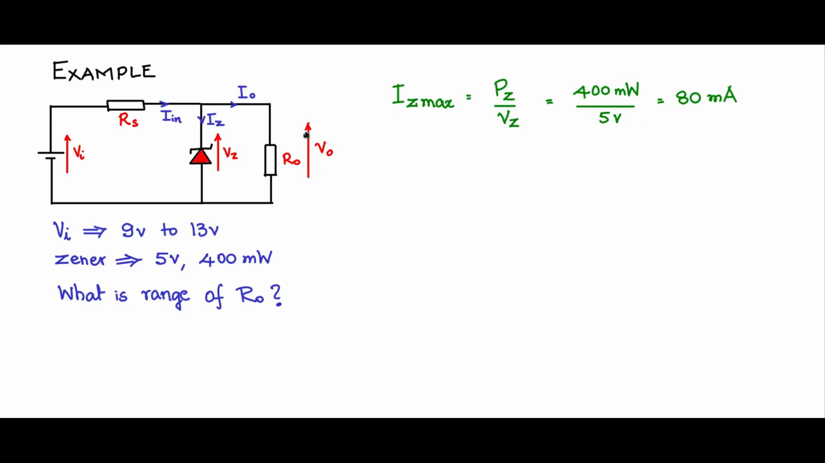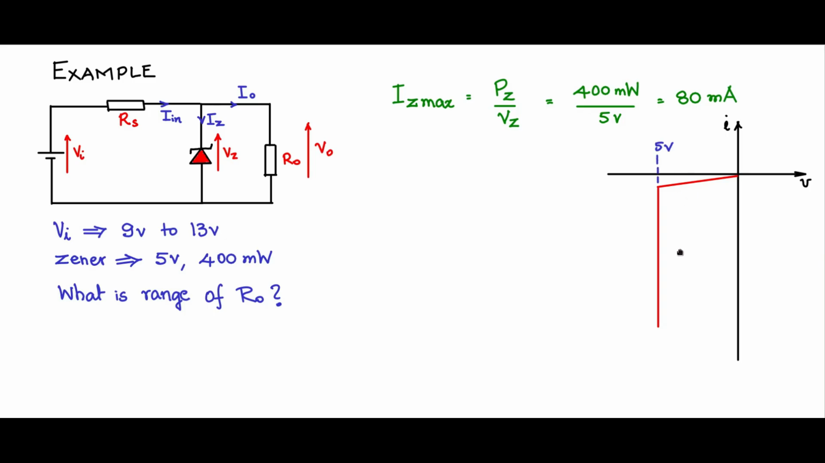So IZ max, or IZ, the current through this branch, should not exceed 80 milliamps. If it exceeds 80 milliamps, then the power dissipation limit of the Zener is crossed and it will blow. So this is one limiting value, and if you plot it on the Zener reverse characteristic, this is 5 volts here, and this is the IZ max operating point, which is 80 milliamps as calculated here.